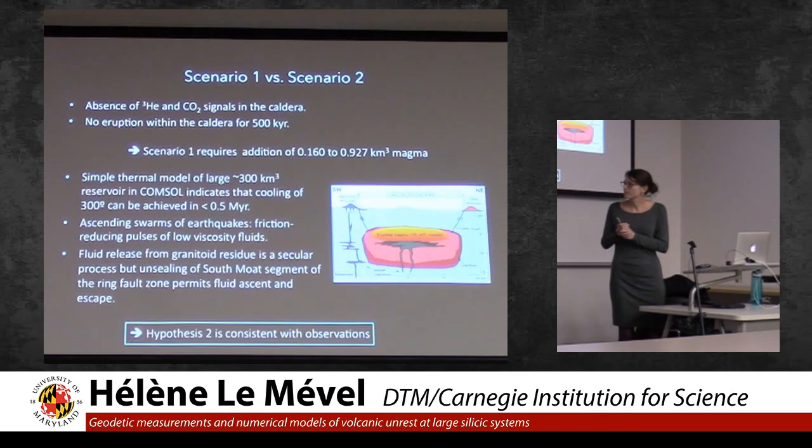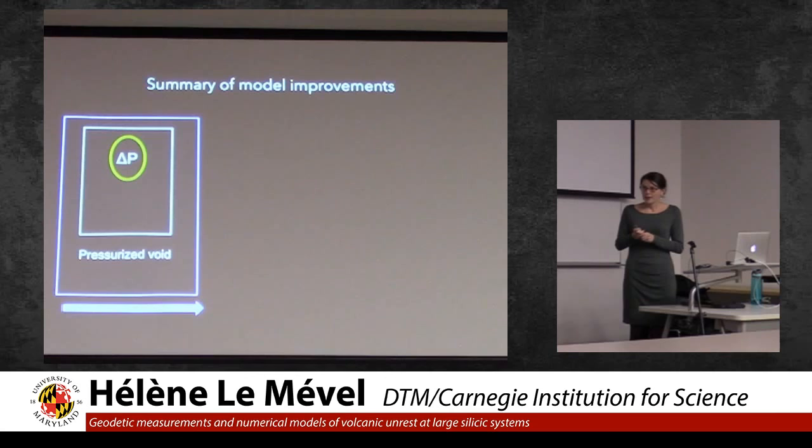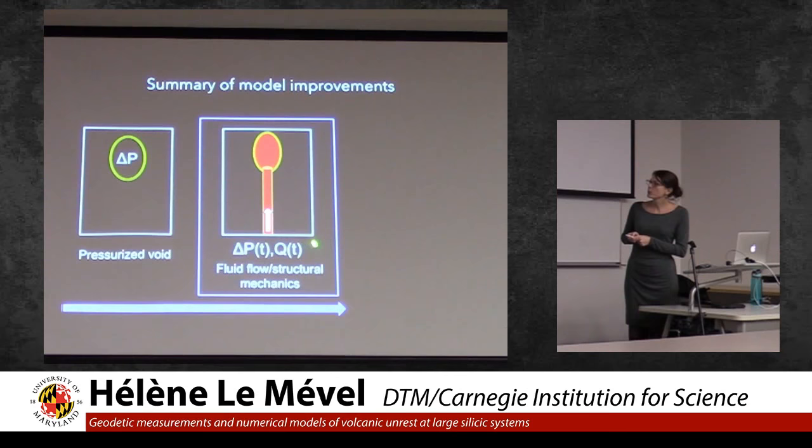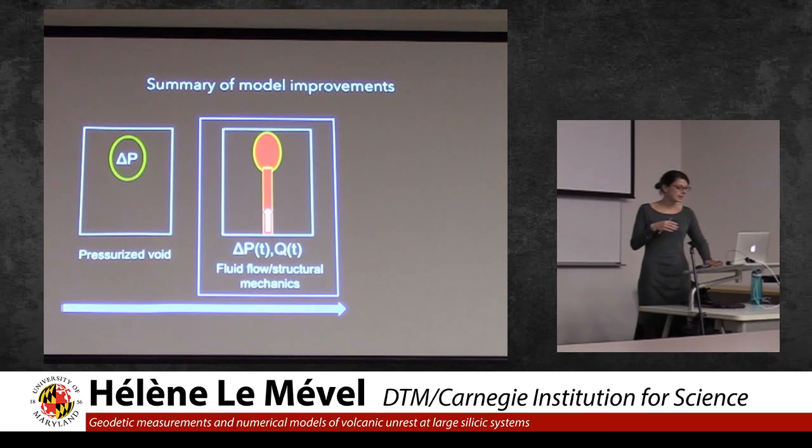Now, okay, so I just want to summarize what I've been telling you about modeling. First, we started with a very simple model of a pressurized void. It is still nowadays the most widely used model to model surface deformation and geodetic data. Then I proposed to fill this cavity with pure fluid, and a conduit. And this was in order to recreate the temporal evolution, the time-dependent deformation at the surface. However, it is still very unlikely for those systems to have 100% magma.